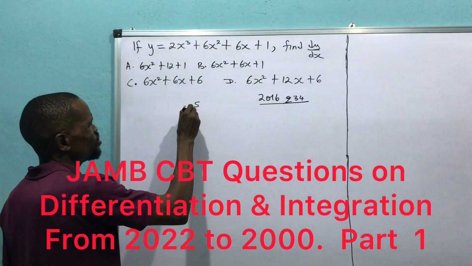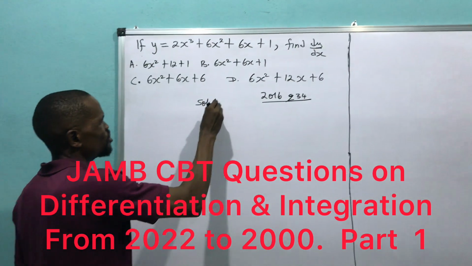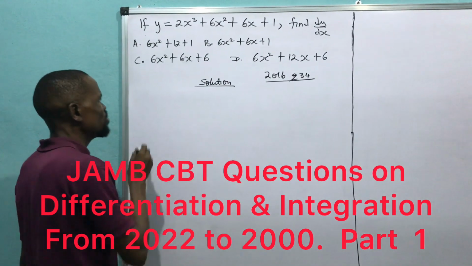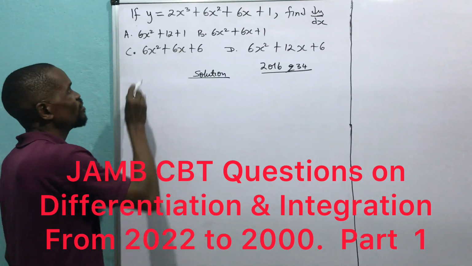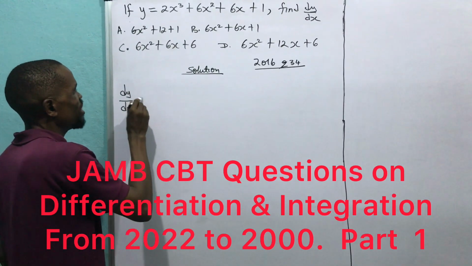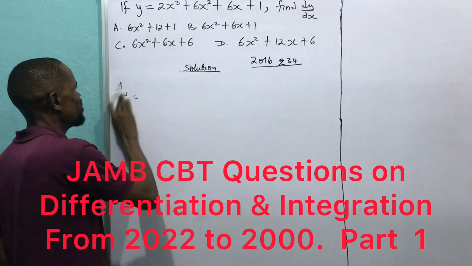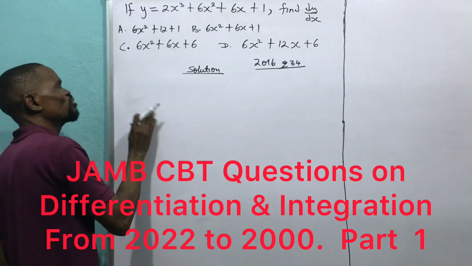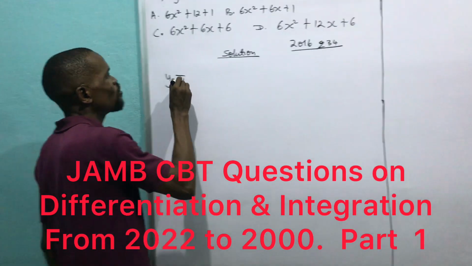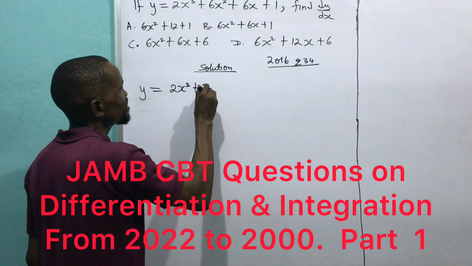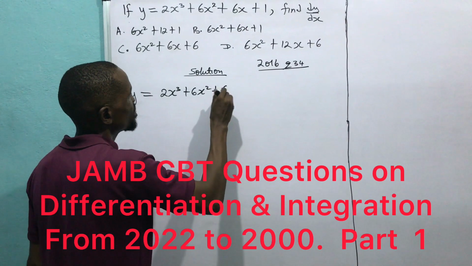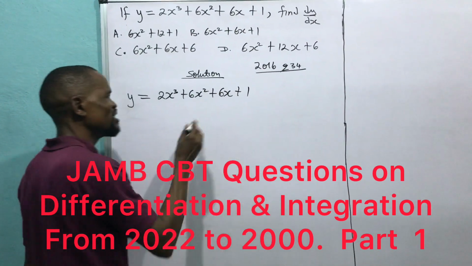This is the solution. We say dy/dx. What is my y? My y is a function. Remember, what does it mean? If I have y equals 2x raised to the power 3 plus 6x raised to the power 2 plus 6x plus 1, what does this mean?